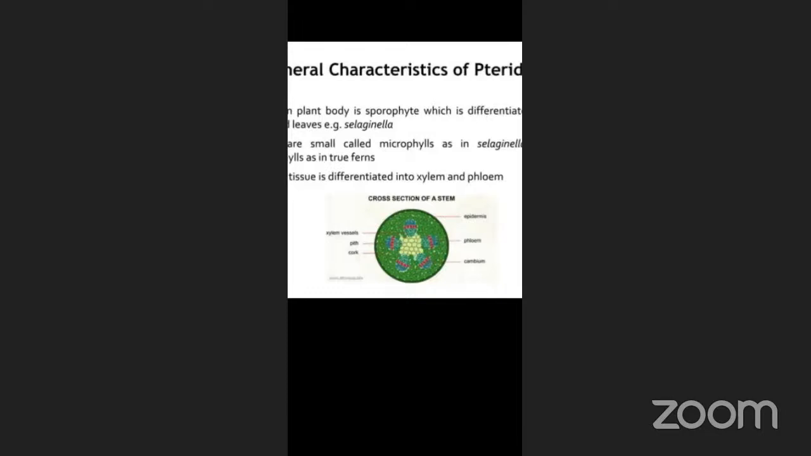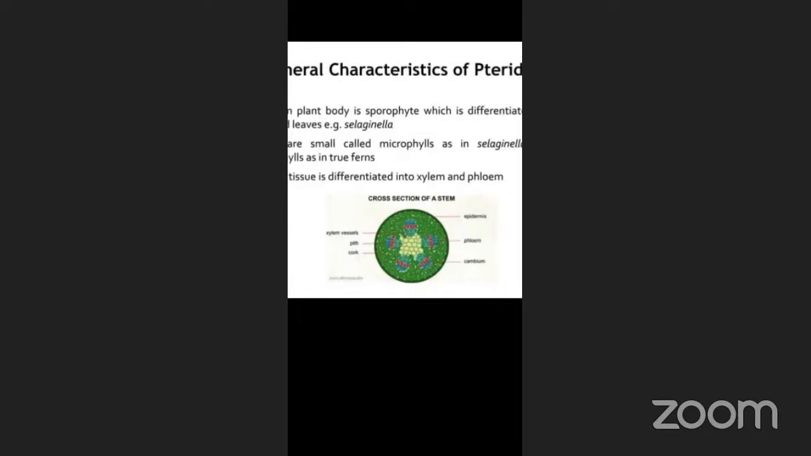So another character is the phloem lacking companion cells. Companion cells are absent in the phloem of Pteridophyta and gymnosperms. Companion cells are present in the phloem of angiosperms. Okay. So these mainly function as companion cells. Instead of the companion cells, albuminous cells are there. Albuminous cells are present instead of companion cells in these Pteridophyta and gymnosperms.